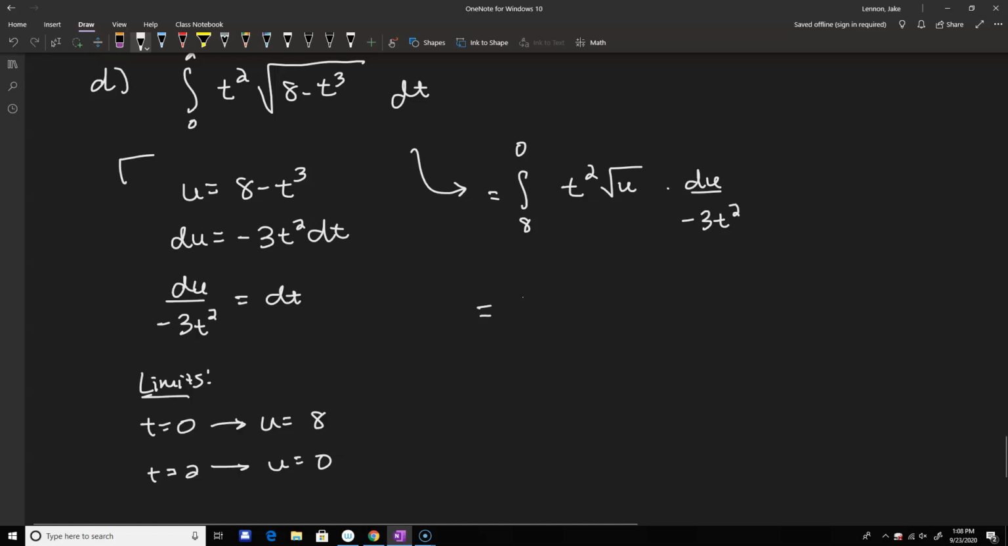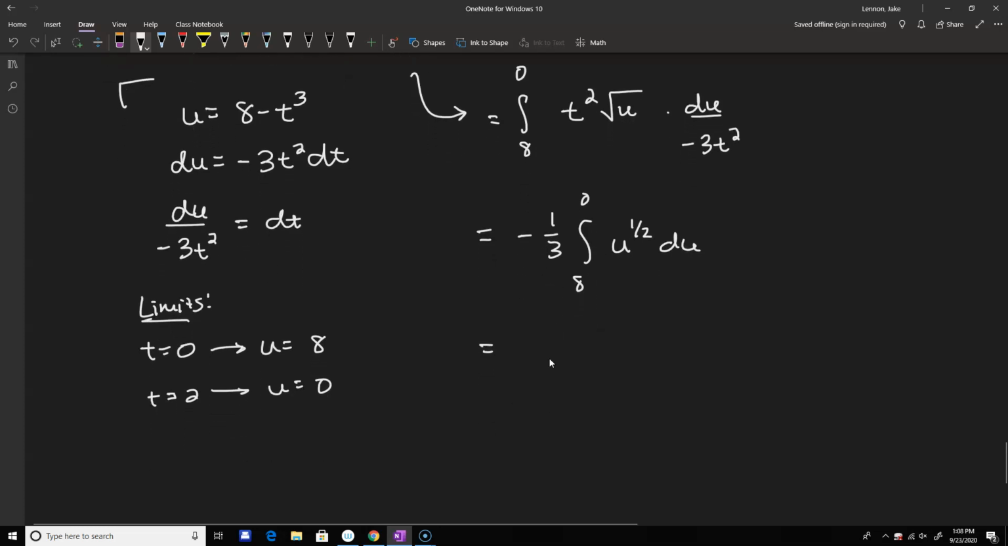So the t squareds cancel, and we get minus 1/3 that'll bring out front, the integral from 8 to 0. And then remember, it's easier to integrate if we think of the square root of u as u to the 1/2. And then when we add 1 to the power, we're going to get u to the 3 over 2. And we're going to have to divide by 3/2, which is the same as multiplying by 2/3. So we get minus 2 over 9 u to the 3/2 from 0 to 8.